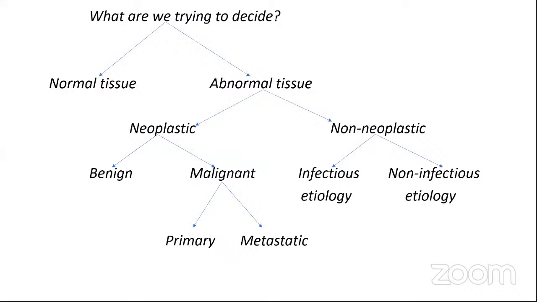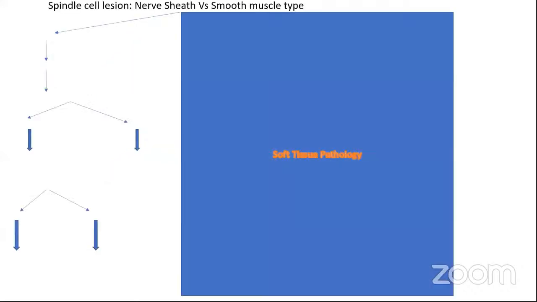So as a part of the learning curve, even if you cannot arrive at a specific diagnosis, as long as you are able to classify with a considerable degree of confidence whether a lesion is neoplastic, is it malignant, and is it primary, I think you are on the right path towards learning histopathology.